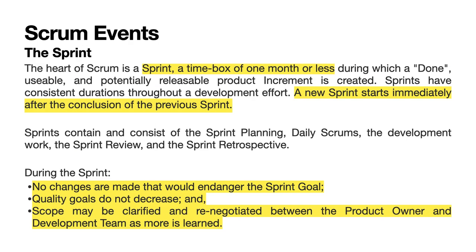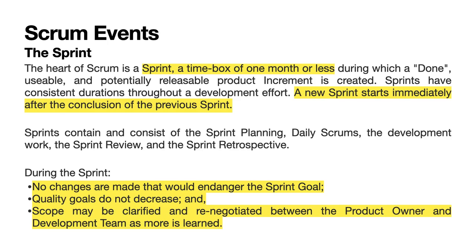The sprint. The heart of Scrum is a sprint, a time box of 1 month or less during which a done, usable, and potentially releasable product increment is created. Sprints have consistent durations throughout a development effort. A new sprint starts immediately after the conclusion of the previous sprint. Sprints contain and consist of the sprint planning, daily scrums, the development work, the sprint review, and the sprint retrospective.